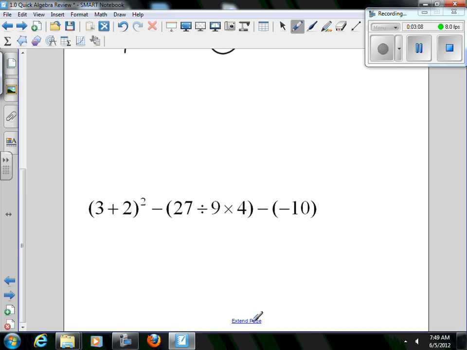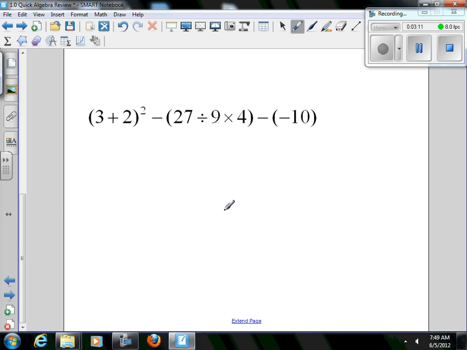Moving on. We have 3 plus 2, squared, in parentheses, minus, in parentheses, 27 divided by 9 times 4, minus, in parentheses, negative 10. Now remember I said ignore parentheses with just one number. So it doesn't really matter which of the other two sets we start with. Let's go ahead with 3 plus 2, which gives us 5. So we have 5 squared. We also need to do the next set. We have 27 divided by 9 times 4. Now you have multiplication and division, but division comes further to the left. So we do that first. 27 divided by 9 is 3. So we have 3 times 4.